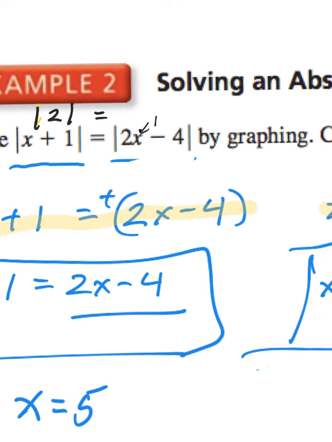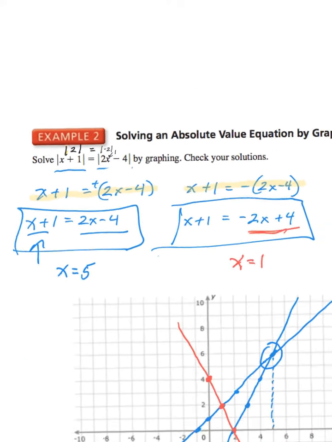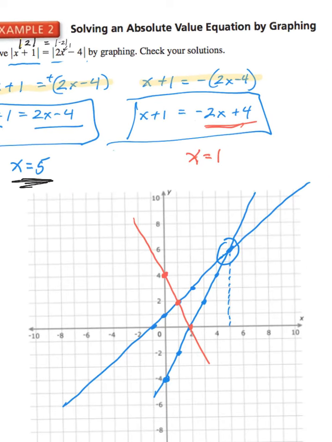It's negative 2. Does the absolute value of 2 equal the absolute value of negative 2? Yes. So what does that mean? That means that my 2 solutions to that absolute value equation are correct.